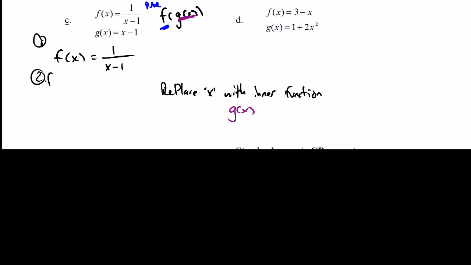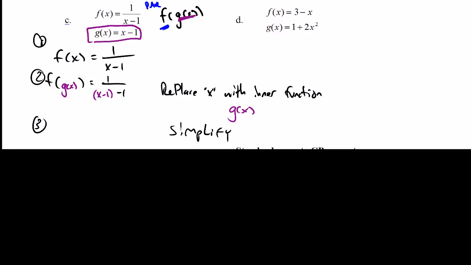So in every x we have, we're going to replace it with g of x. And what is g of x equal to? Well, g of x is just equal to x minus 1. So I'm going to put an x minus 1 here because I just replaced that x with my g of x. So now step 3 is simplify. So my f of g of x is equal to 1 over x minus 1 minus 1, which is equal to 1 over x minus 2. That's it. I'm done. I found it.